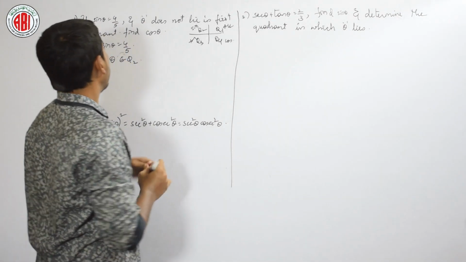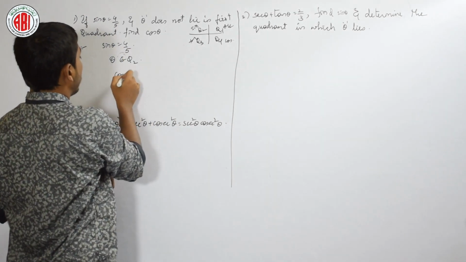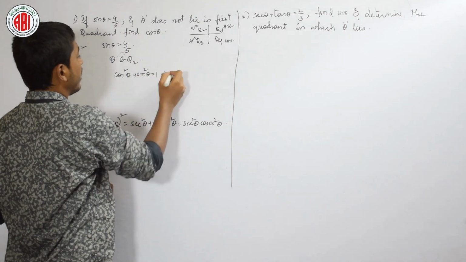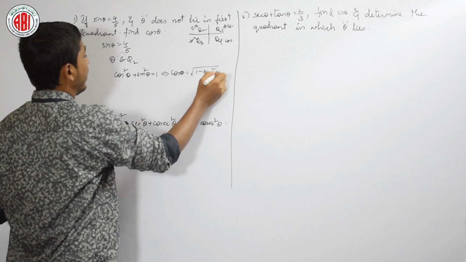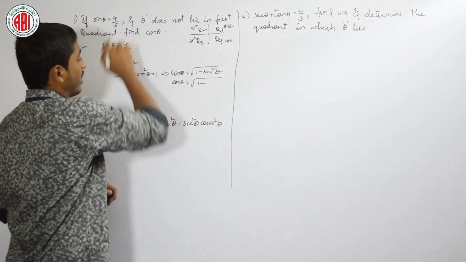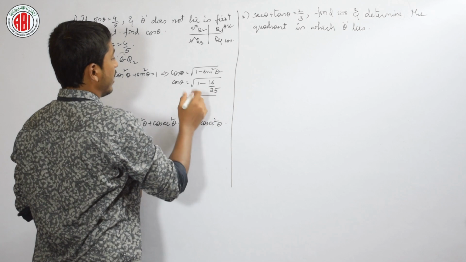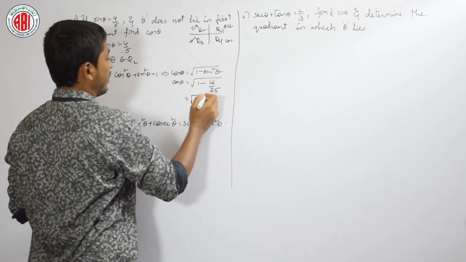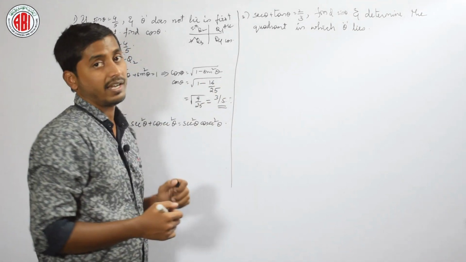Let it be like that. Now let us find the value of cos theta. If sin theta is given, how to find cos theta? I know that cos square theta plus sin square theta is equal to 1. From there I can write cos theta is equal to under root of 1 minus sin square theta, which is under root of 1 minus 16 by 25, which is under root of 25 minus 16, that is 9 by 25, which is nothing but 3 by 5. Is it right? This is the value of cos theta.